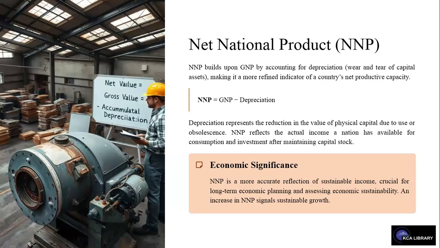So the next is the net national product. When we talk about the net national product, it's built upon the GNP by accounting for depreciation, that is the wear and tear of capital assets, making it a more refined indicator of a country's net productive capital. To calculate the NNP, we use GNP minus depreciation. And just like I said, depreciation represents the reduction in the value of physical capital due to use or obsolescence. And NNP reflects the actual income a nation has available for consumption and investment after maintaining the capital stock.